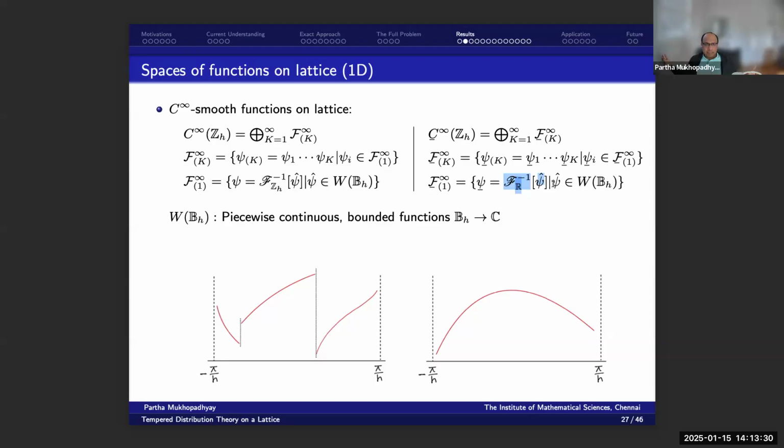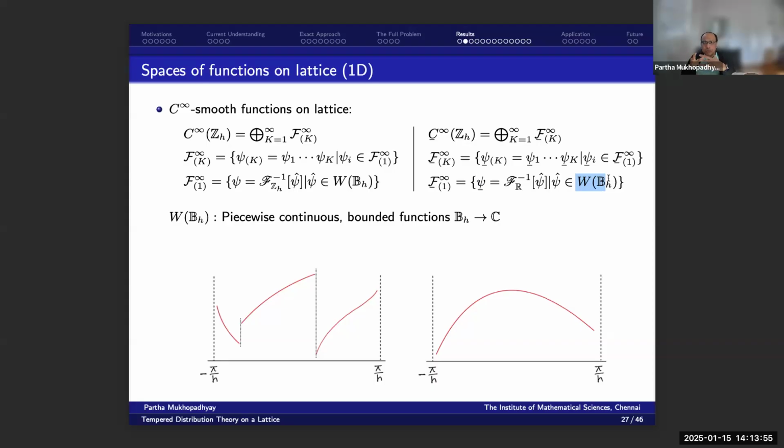Then psi hat becomes a function on R, and if you take a Fourier transformation of that function, you are going to get a function on R again. So that is the corresponding psi lower bar. So psi lower bar and psi both come from the same functions, which is W of BH, certain piecewise continuous bounded functions on the first Brillouin zone.